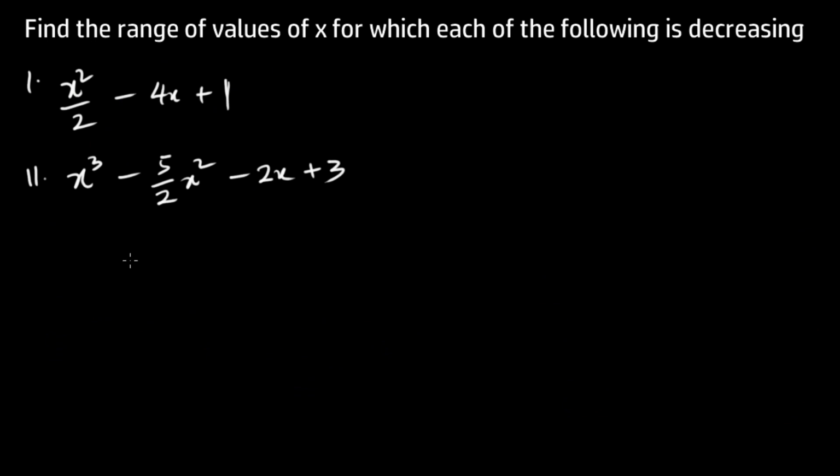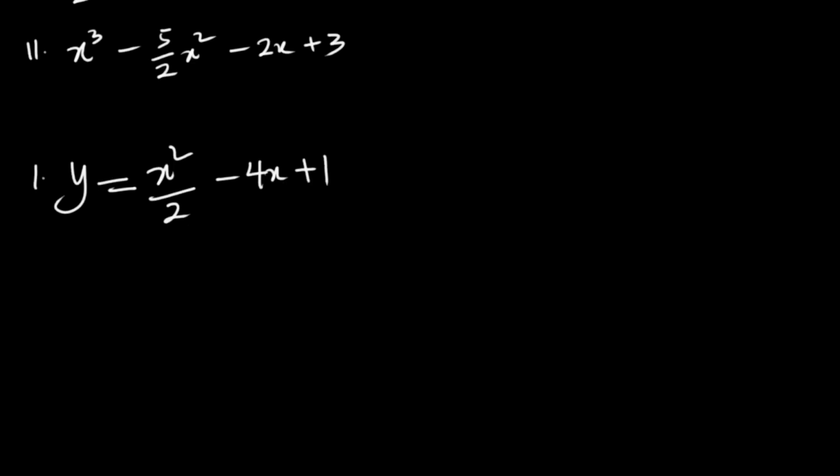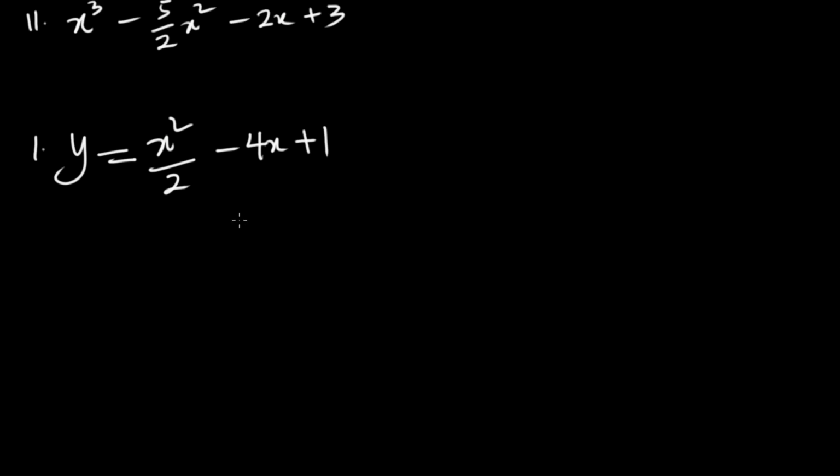We have two examples here, and we have to find the range of values of x for which each of the following is decreasing. The first one is x squared over 2 minus 4x plus 1. So if you have y equal to x squared over 2 minus 4x plus 1, I'm going to find the range of values of x for which the function y is decreasing. The first thing we have to do, as always, is look for dy over dx.